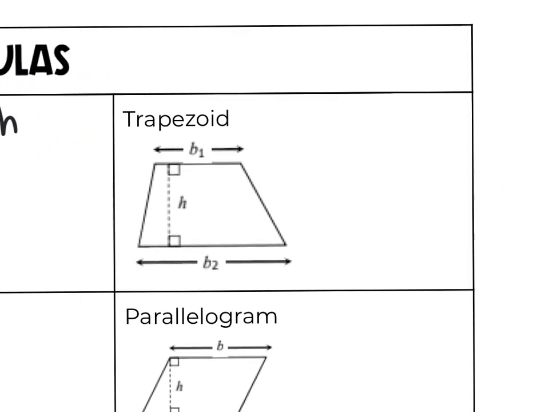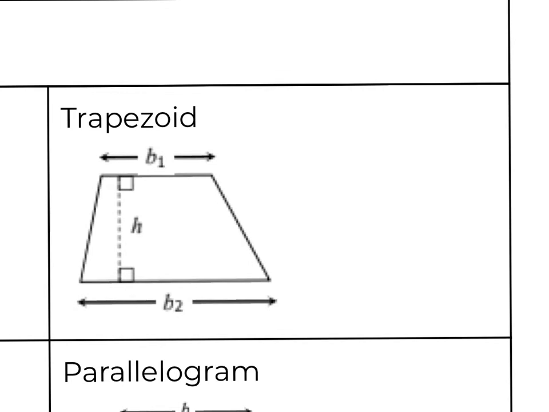Okay, trapezoid, this is probably the longest one. Area equals 1/2 times the height times, and then you're going to add the bases because a trapezoid actually has 2 bases, okay? It's the B1 plus B2. So those aren't like exponents, it's just showing you this is one of the bases, this is the other base.